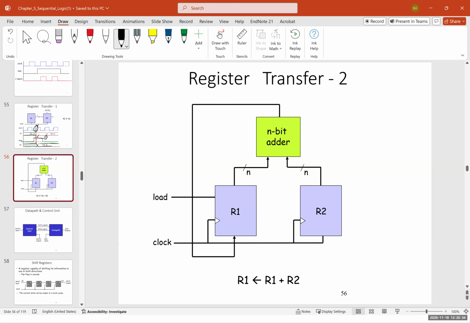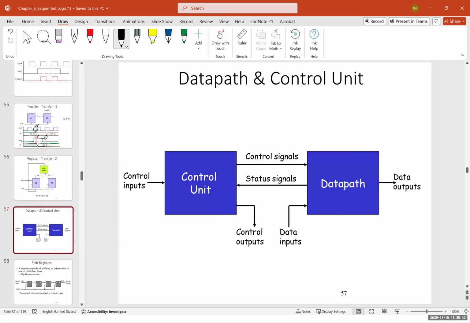So you can see we can have different combinations of registers. Registers can also be used for controlling systems. This is an example of a data path and control unit. We have control inputs, we have the control unit, we have the control signals that connect to give orders to the data path. And then we have the status signals, we have the control output, the data input, and the data outputs.